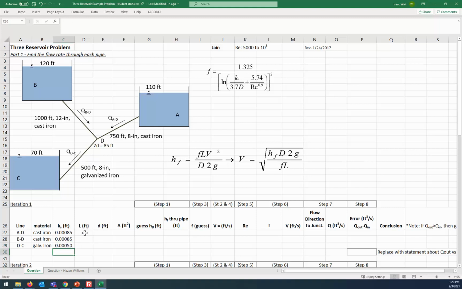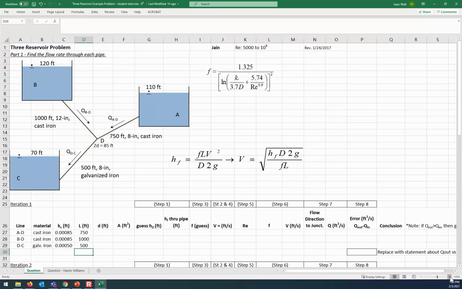Okay? And you can tell from the sketch the given length of each pipe. AD is 750 feet. BD, you can see here, it says 1,000 feet. And DC is 500 feet.